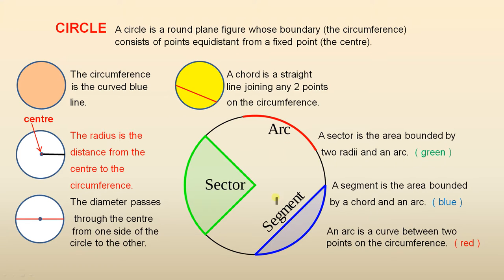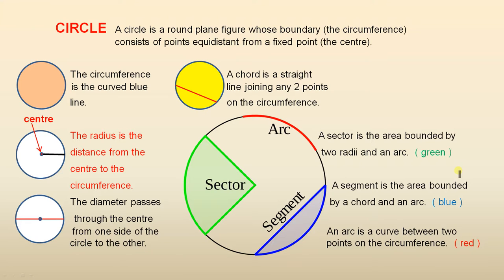Now here are some interesting parts of a circle that you might use quite often. Firstly, a sector is the area bounded by 2 radii and an arc. See that area there? That's called a sector. There's one radius, and the arc. So that area in there is called a sector.